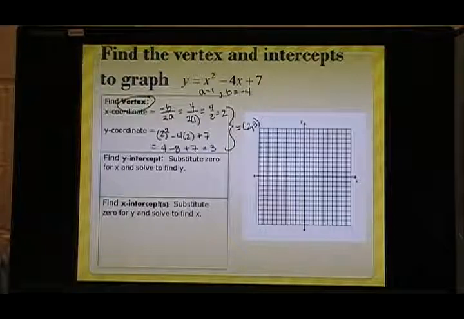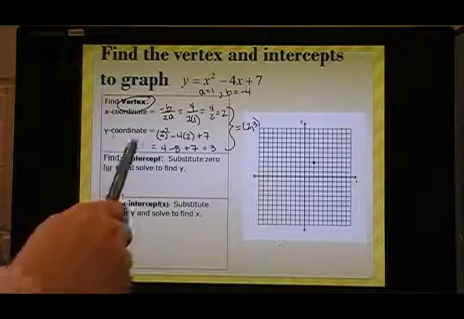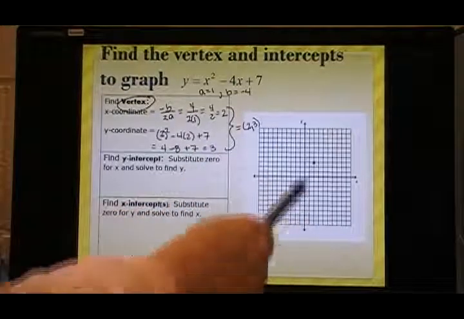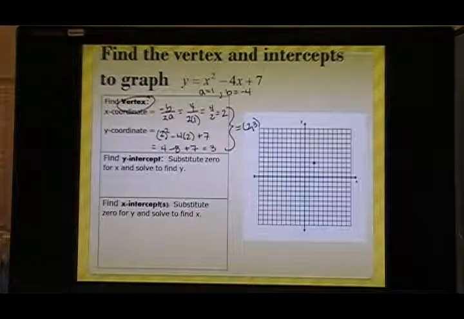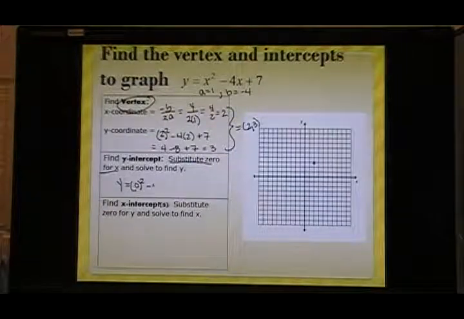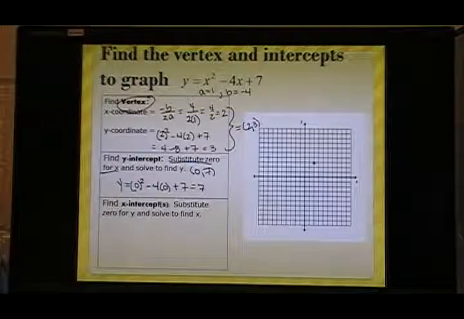Okay, so I'm going to go ahead and place that on the graph at (2, 3). To find the y-intercept, we're looking for where our parabola will cross the y-axis. So we know that the x-coordinate is going to be 0. Substituting 0 in for the x-coordinate, we have y equals 0 squared minus 4 times 0 plus 7. So that tells us that the y-coordinate of our y-intercept is 7. So y-intercept at (0, 7). So 3, 4, 5, 6, 7.